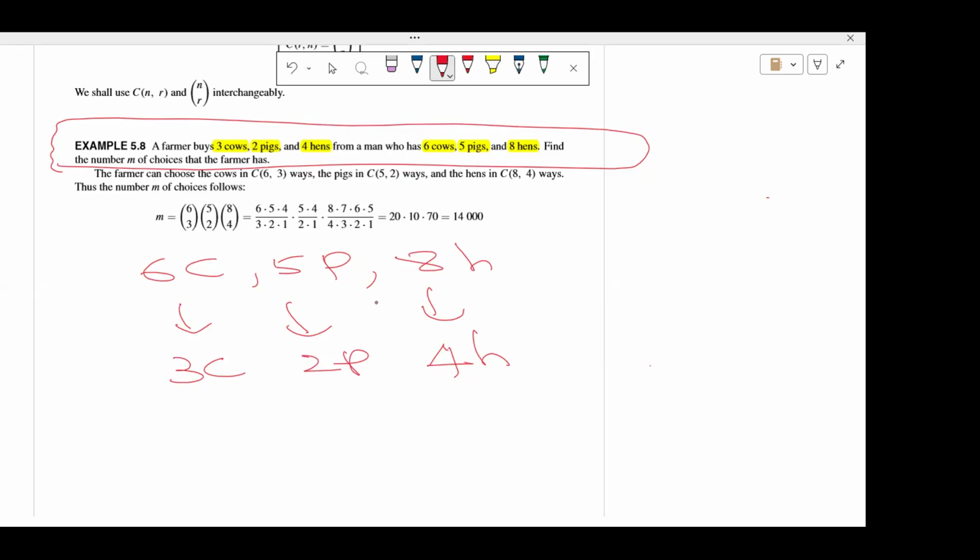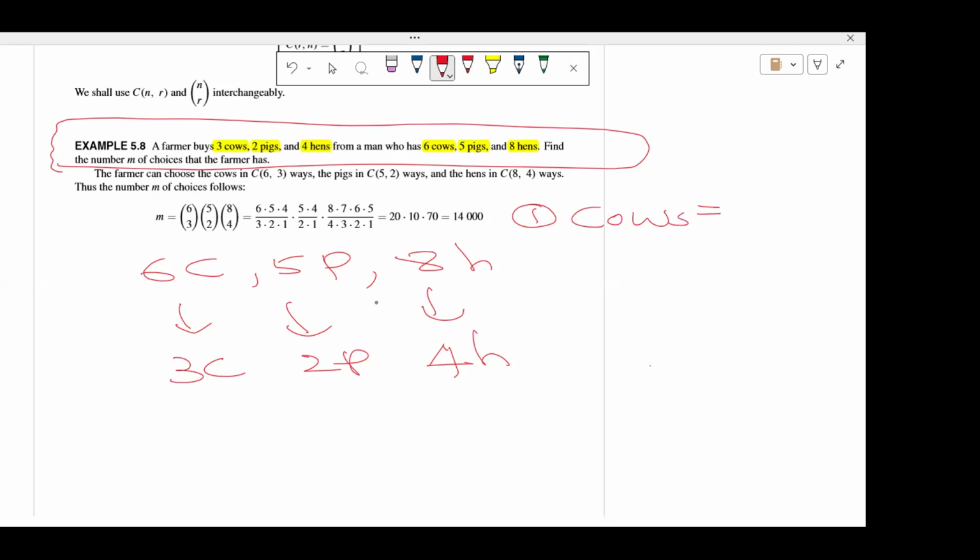How can we find the answer for this question, right? First thing, we need to find out how many possible ways the farmer can select the cows. Tell me, how many possible ways can the farmer select the cows? What is the equation for this?